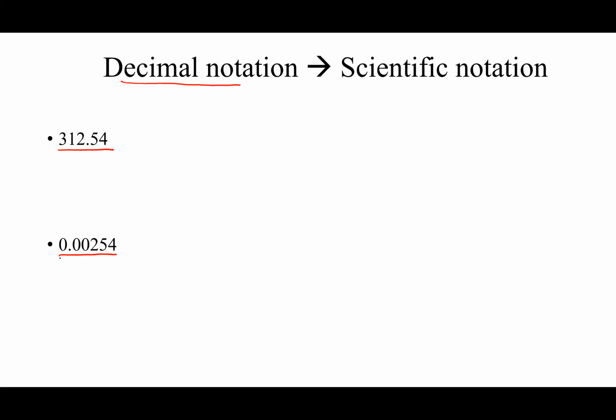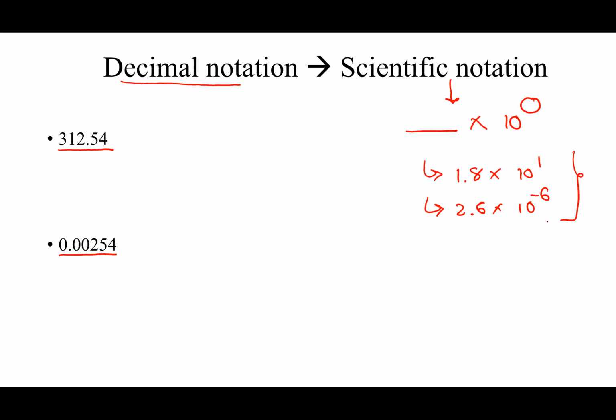What is scientific notation then? Scientific notation is a number in which you have a number multiplied by 10 to the power of something. You may have seen this kind of number like 1.8 times 10 to the power of 1, or 2.6 times 10 to the power of -6, right? So if you see a presentation of a number in one of these forms, you can say this is called scientific notation. The general form looks like this, where you have a number in front, then a multiplication, and then 10 to the power of something.